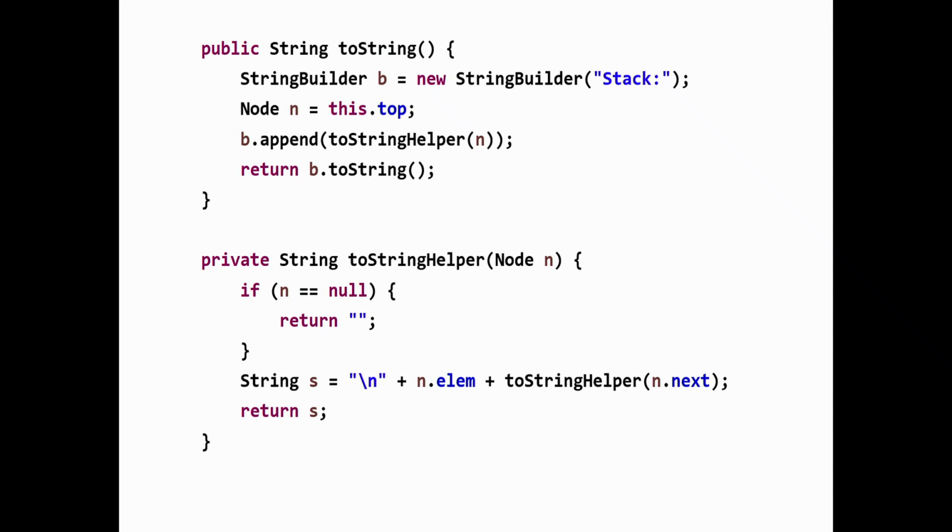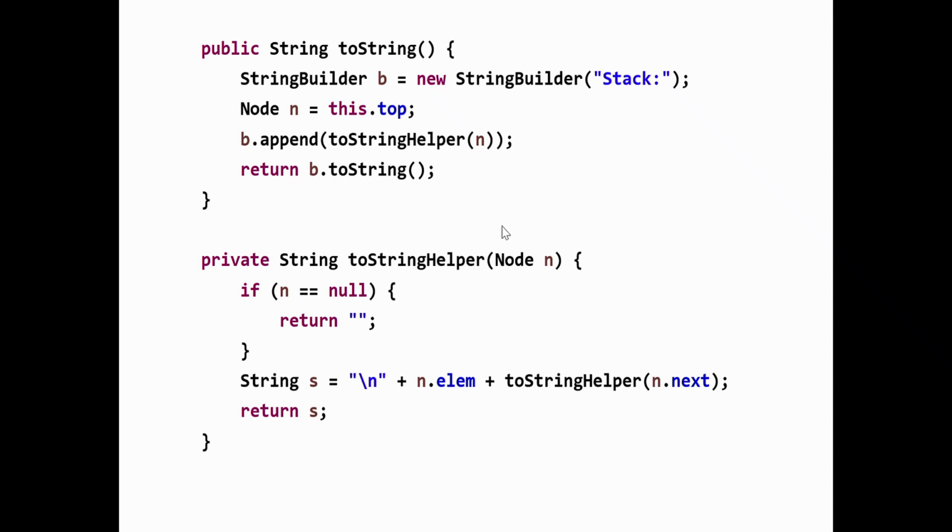Now I just have to start this method somewhere. So in my toString method, I'm going to make my string builder, I'm going to get my reference to the top of the node, and then I'm just going to call toString helper to generate the string representation of the stack, starting at the top node. So this method recursively runs, generates a string. We append that string to the string builder, and then return the string representation of the string builder.